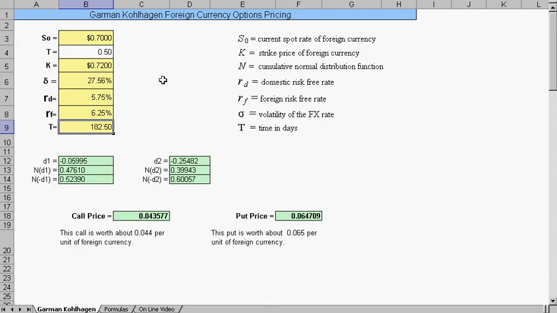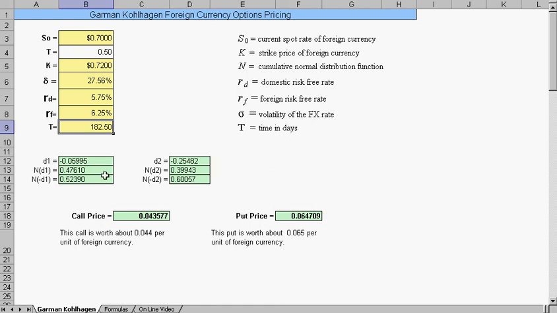K is the strike price at 0.72. If we could find the standard deviation, the volatility is 27.56. The domestic rate is 5.75. The foreign rate is 6.25.